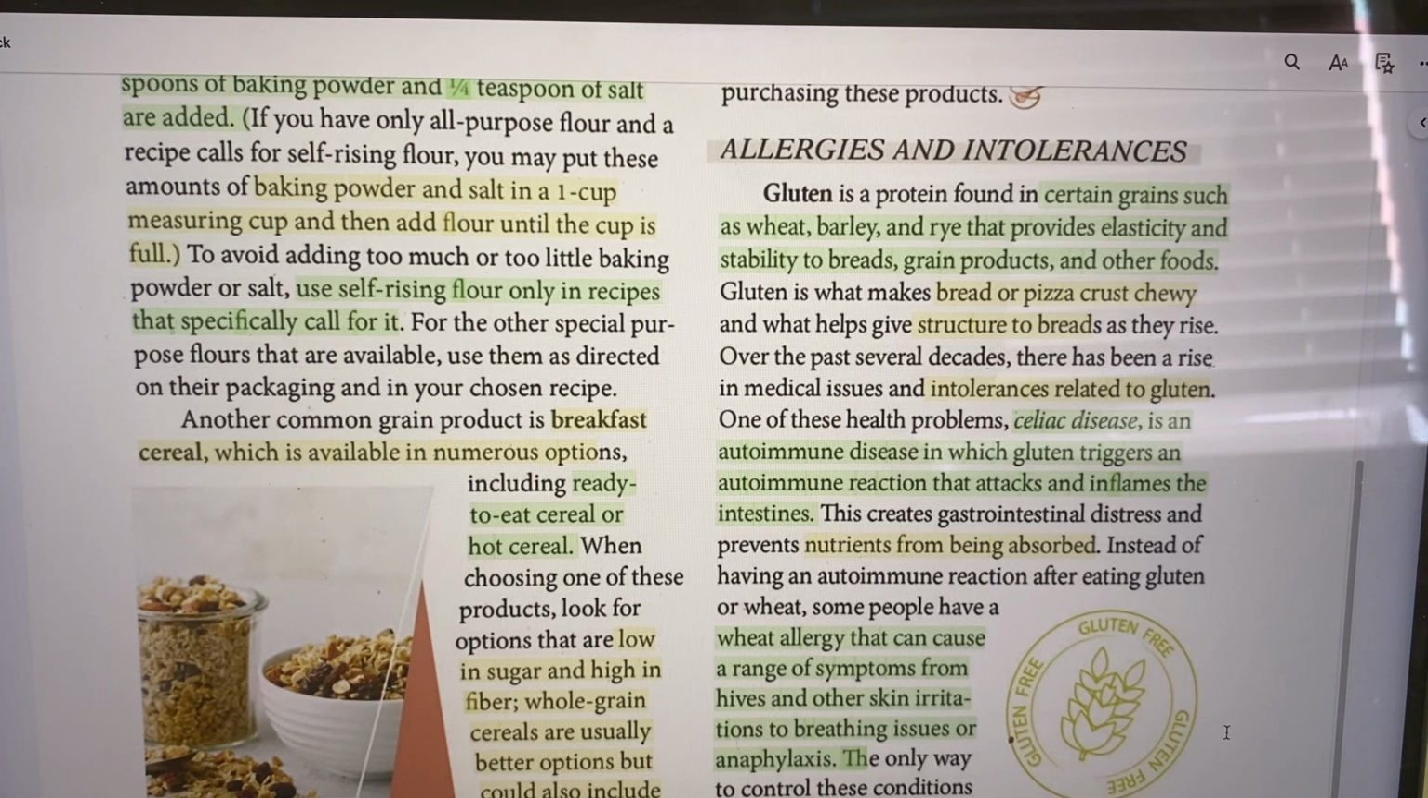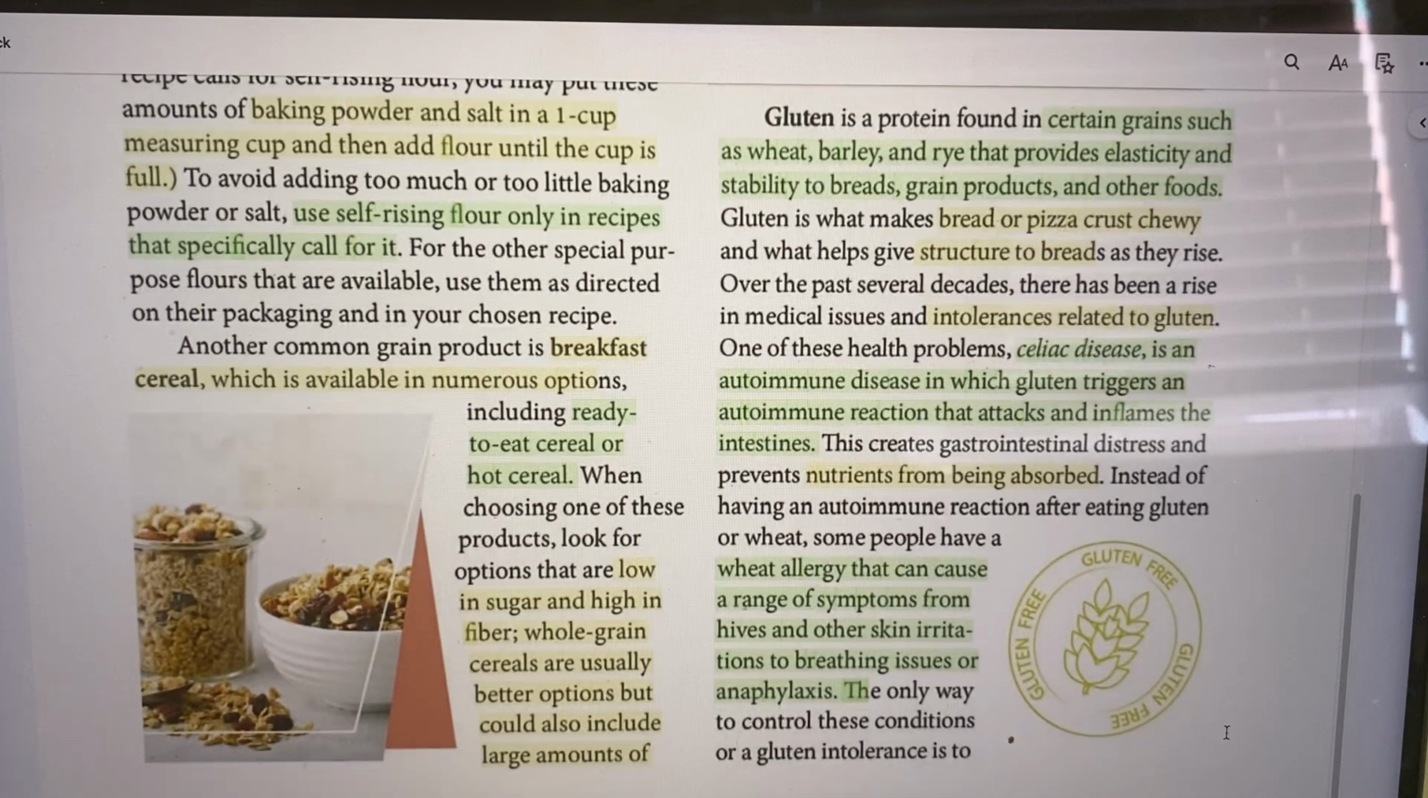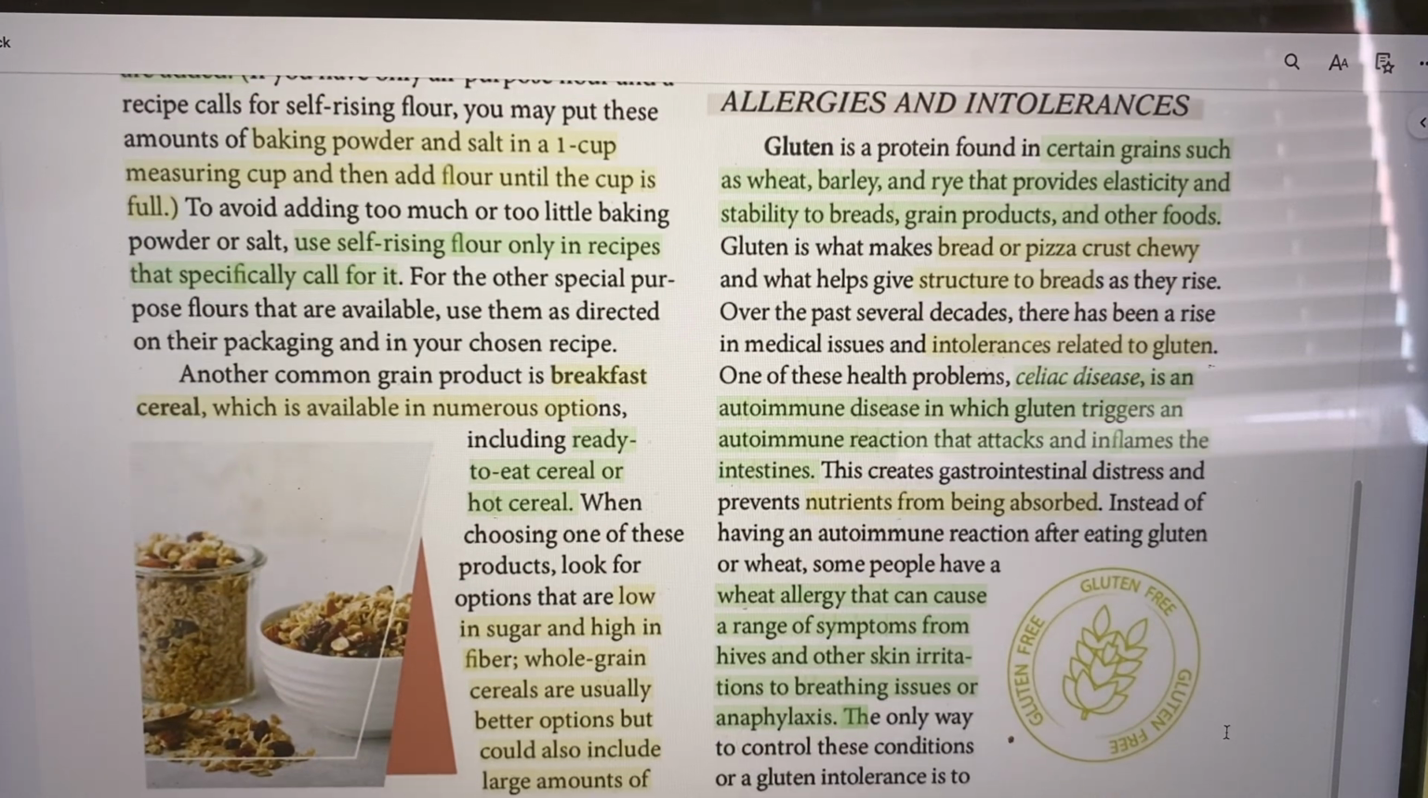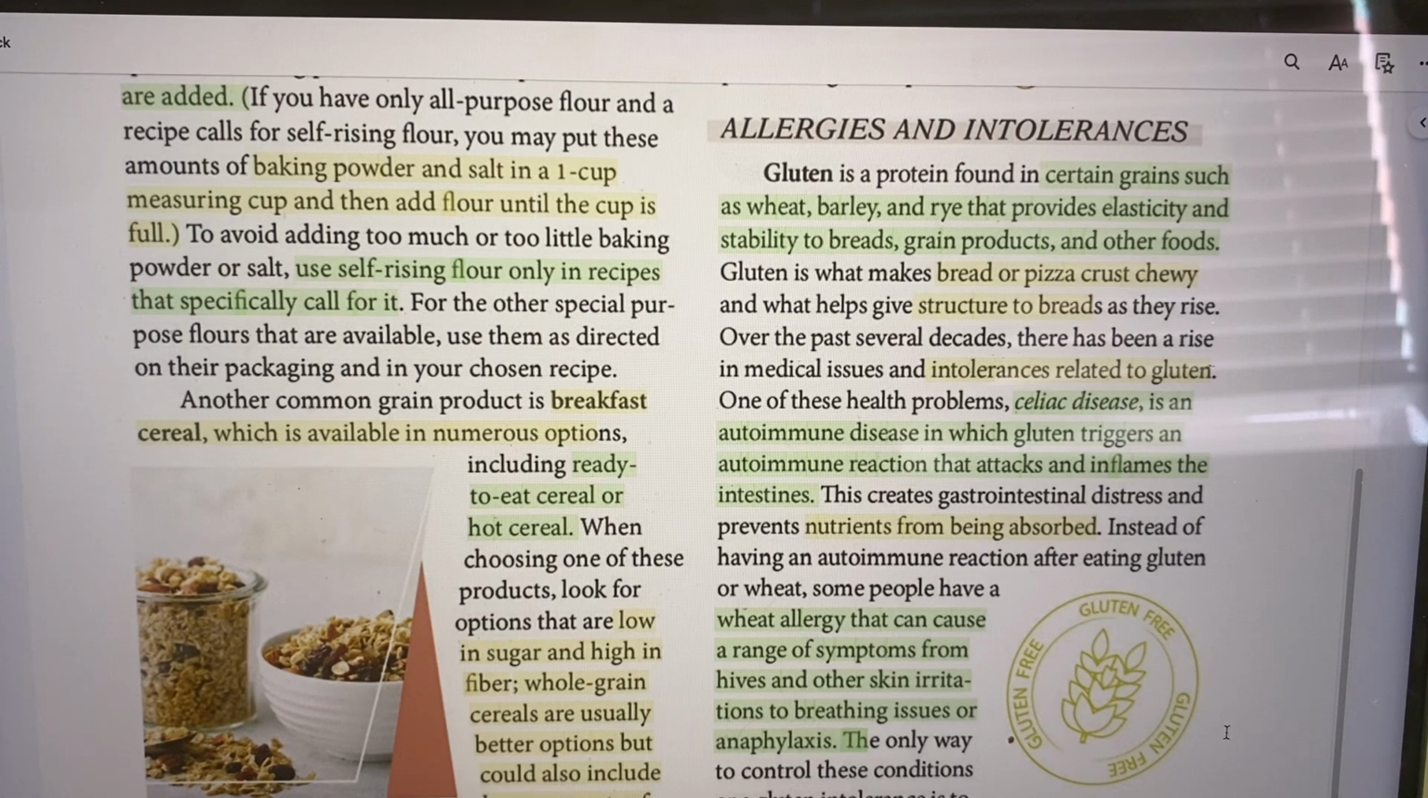Instead of having an autoimmune reaction after eating gluten or wheat, some people have a wheat allergy that can cause a range of symptoms. So not just intolerance, you can have an allergy where it would be more severe and have symptoms like you get hives or skin irritations, or even having breathing issues for anaphylactic. So some people are very, very allergic to gluten.